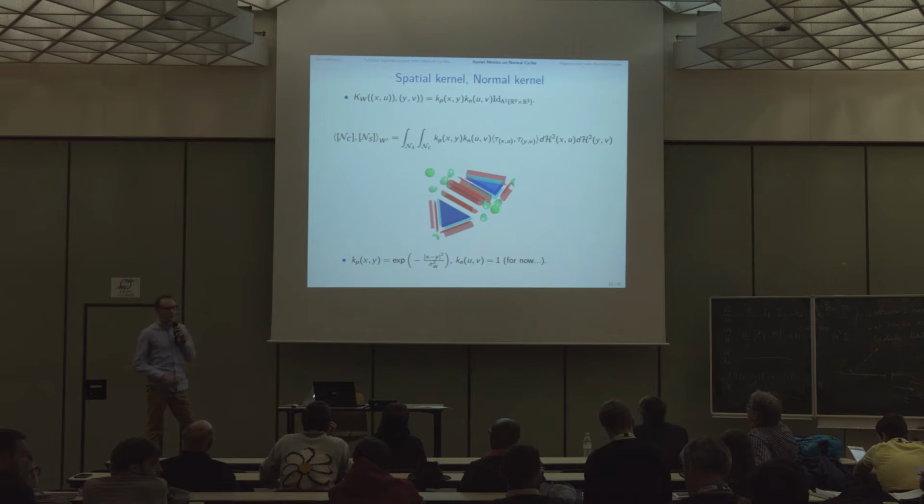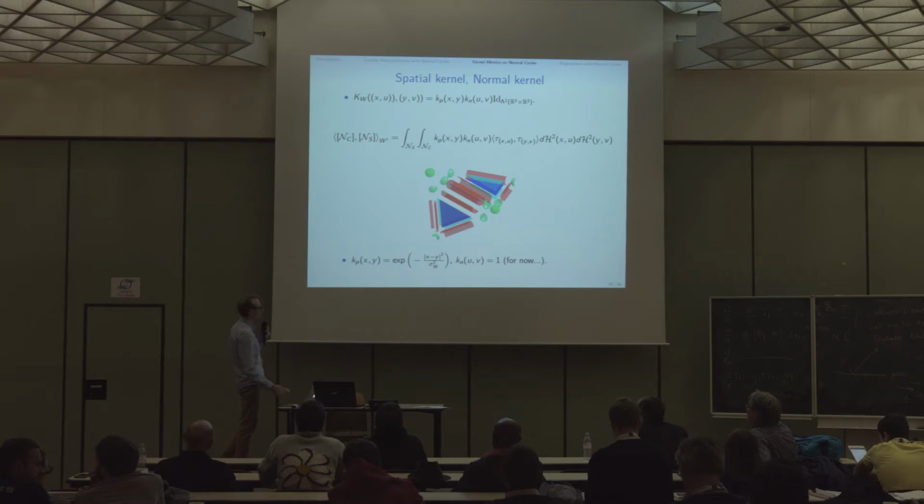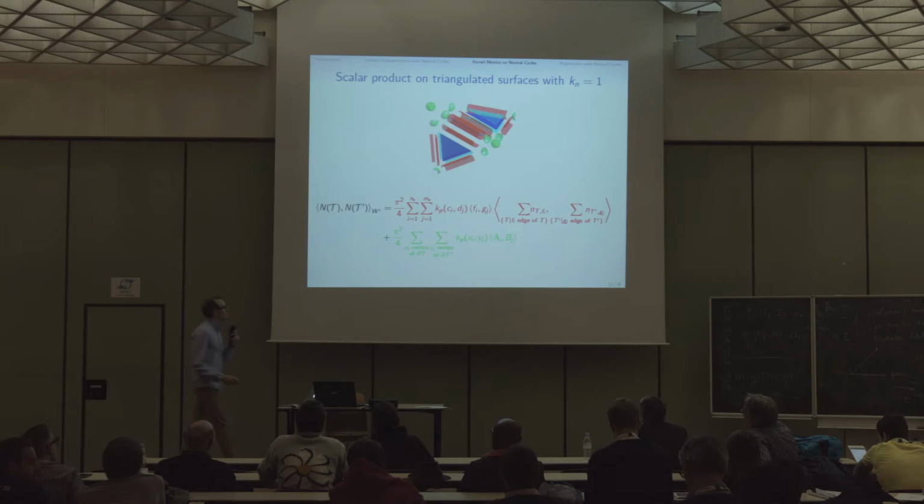So for the spatial kernel, we will choose a Gaussian kernel that is usually used in the community. But for the normal kernel, for now, we will use only a constant normal kernel equal to 1. So it may seem a little bit coarse, but in fact, we will see that we retrieve curvature information of the shapes.